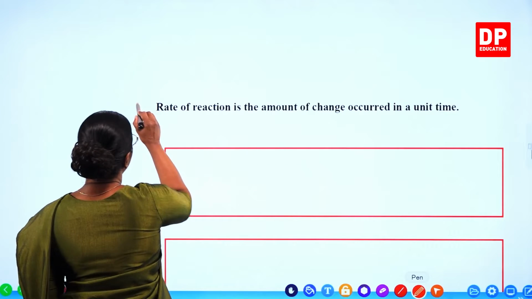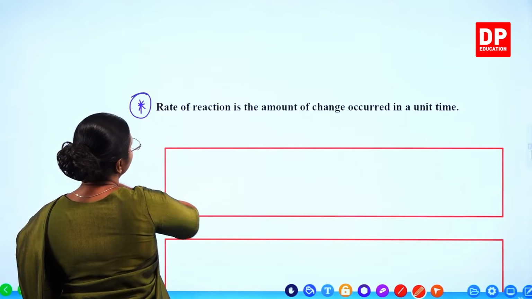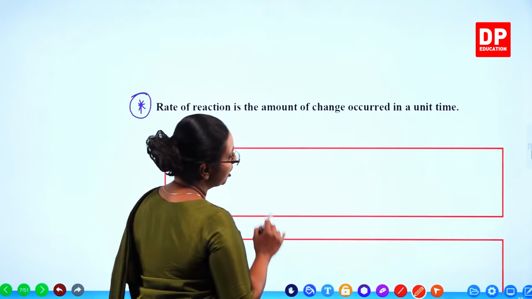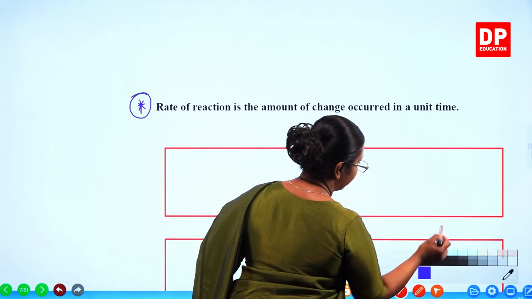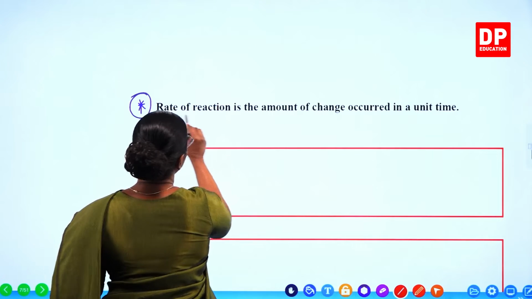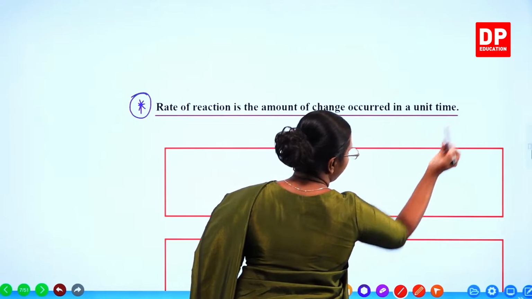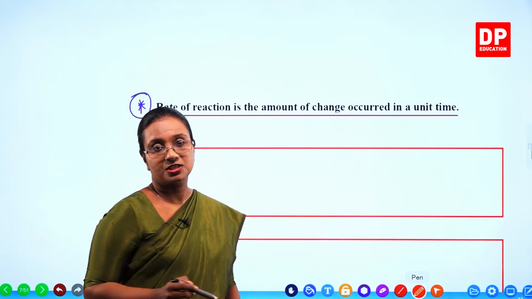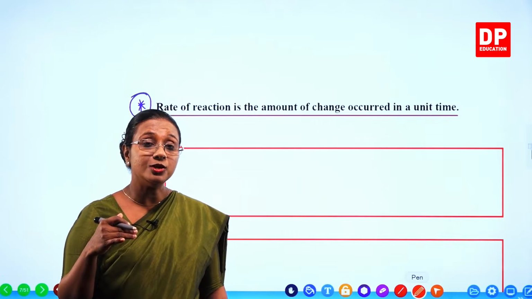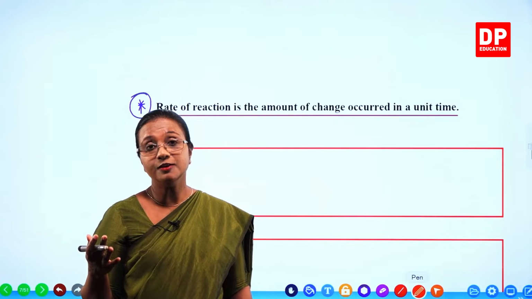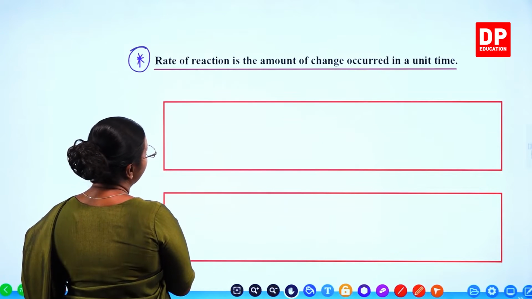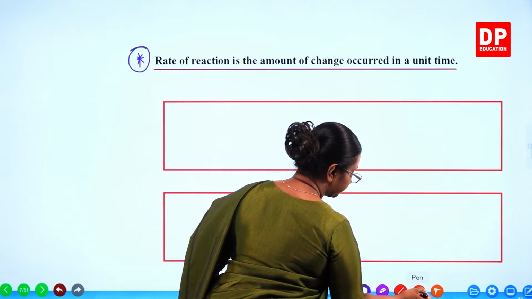This is an important definition, students. You all have to know this. Rate of reaction is the amount of change occurred in a unit time. When we say change, that is the reactants being used up or the products being formed. So, based on that, we can define rate of reaction.